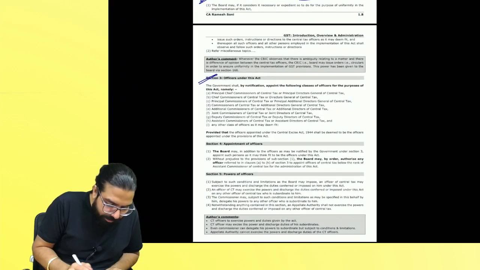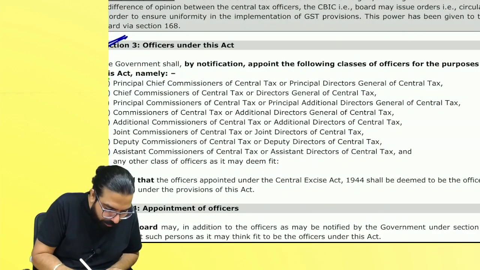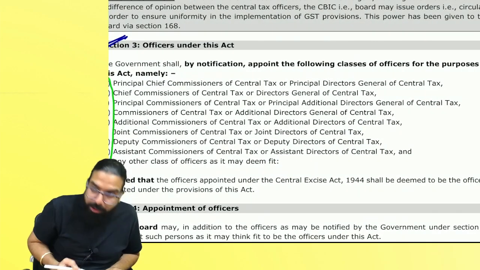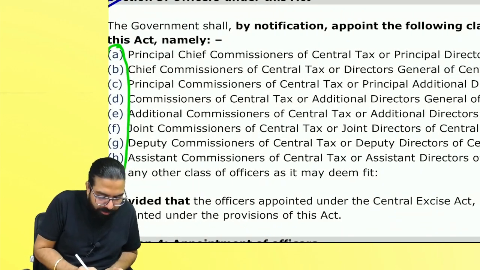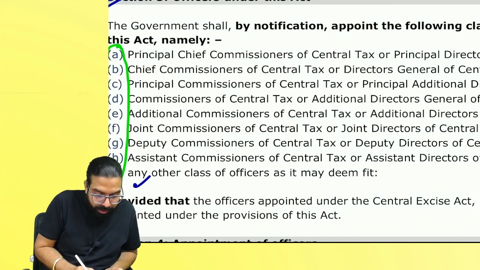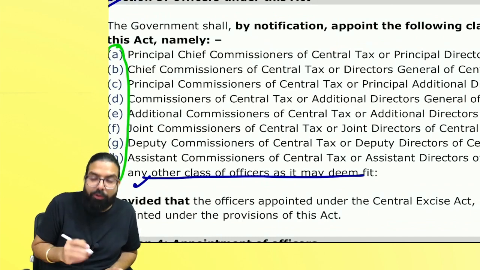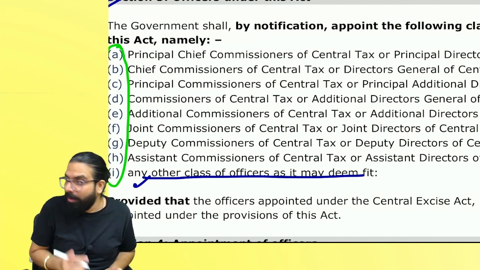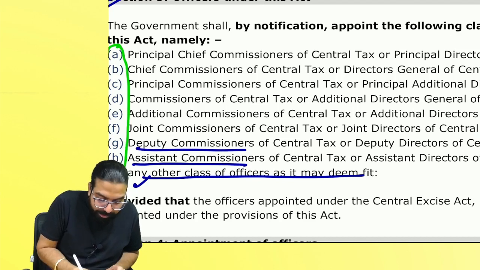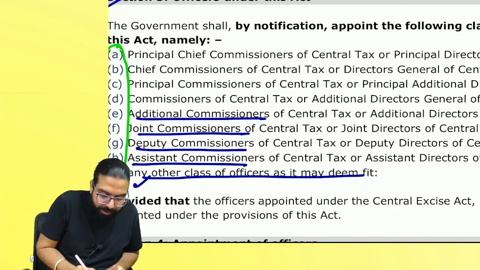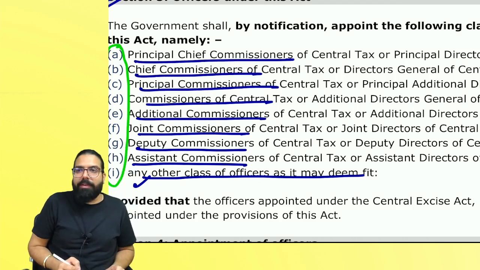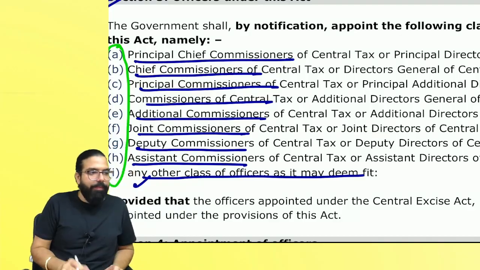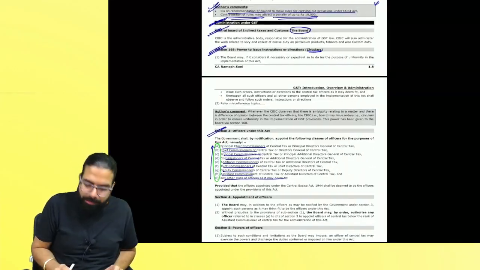Next. GST officer. Everyone over here. Can you guys see over here? Sir, this is the flow of the GST officers. First, superintendent is there, and any other class of officer as it deems fit. Above the superintendent, assistant, then deputy, then joint commissioner, additional commissioner, then commissioner, principal commissioner, chief commissioner, principal chief commissioner. This is basically the hierarchy. Are we clear, everyone? This is basically the hierarchy.